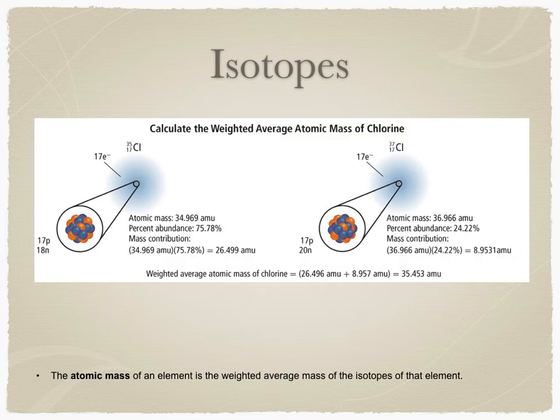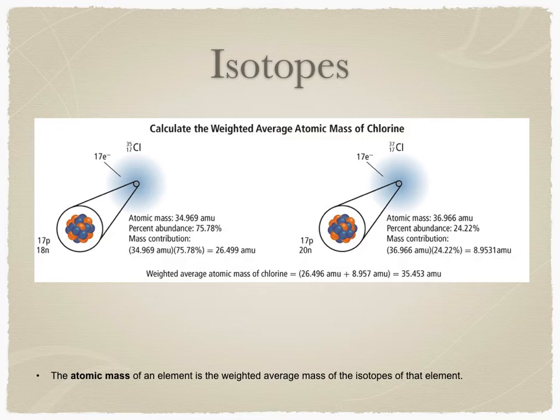And the percent abundance is 24.72%. So it takes up the rest of the percent. So by looking at the math here, if we say 34.969 AMUs, atomic mass units, times 75.78%, which we would put in as just 0.7578, we would get 26.499 AMUs.